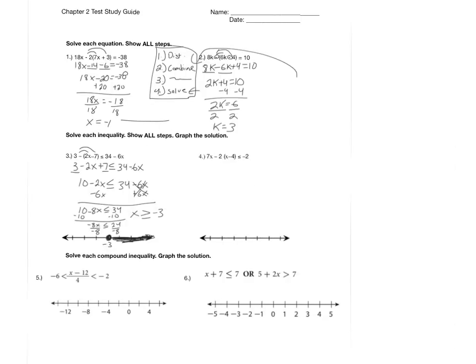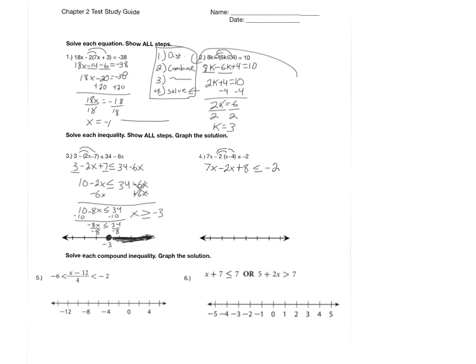All right, same with this. We're going to distribute the negative 2 to each of the terms on the inside of the parenthesis. So that would be 7x minus 2x plus 8, right? Because negative 2 times negative 4 is a positive 8. That's less than or equal to negative 2.